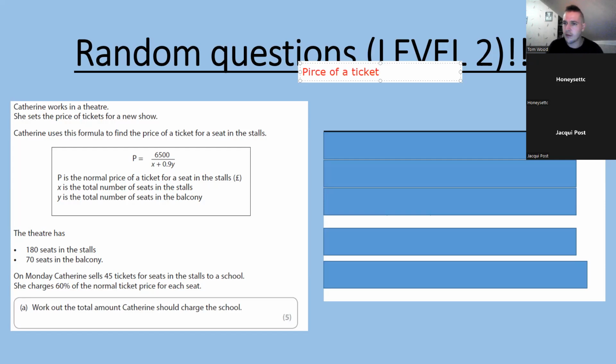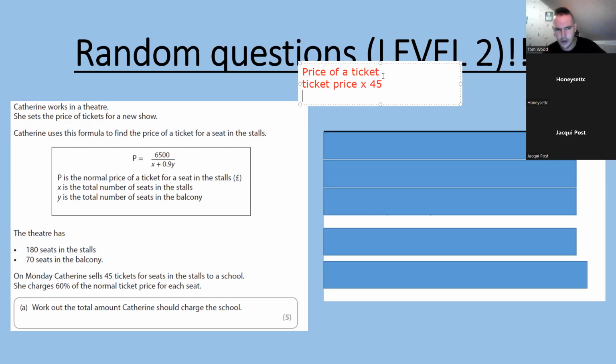Nice and straightforward. I'm going to use that formula. I'm going to put in the information, and I'm going to work out the price of a ticket. Once I have that, and again, there's different ways of doing this, I'm going to then say ticket price times 45 because there's 45 of them.